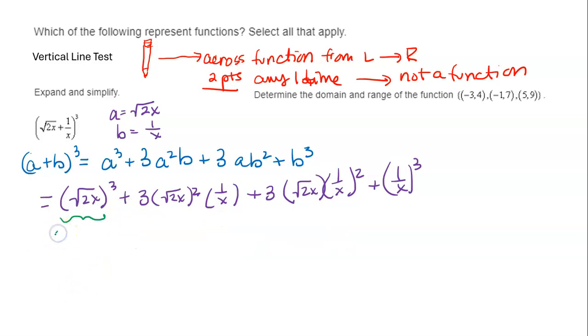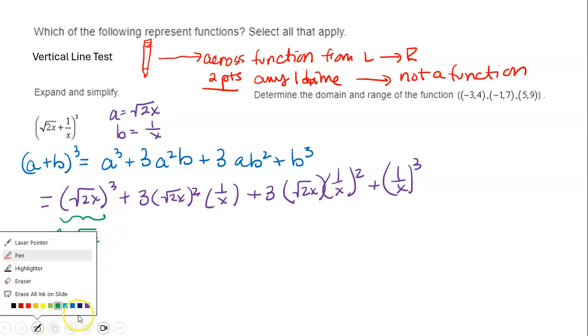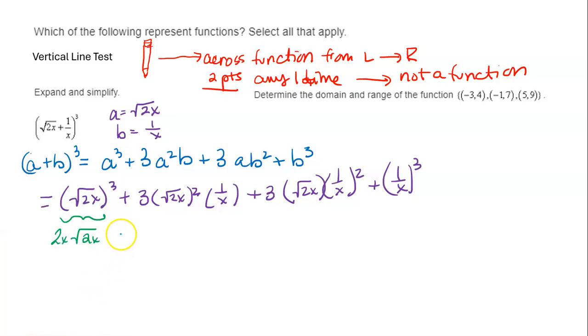I'm going to erase all that, and we're going to do the next term. So this is 2x square root of 2x. Let me change colors. We'll do bright blue. So let's do plus 3 times the square root of 2x squared, which is going to be 2x times 1 over x. Let's reduce that. So I end up with 6x over x, which equals 6. So my second term is 6.